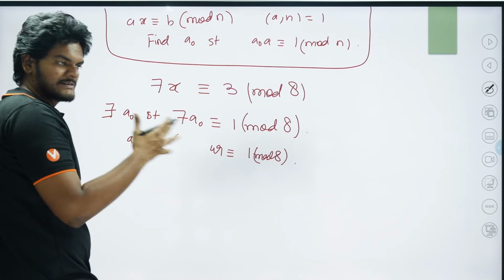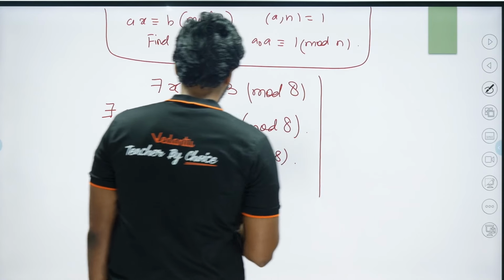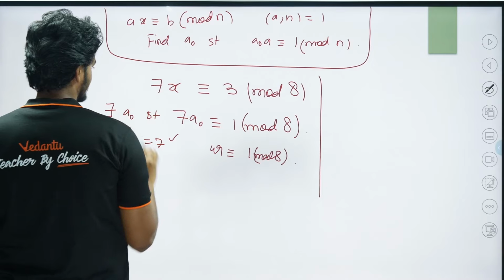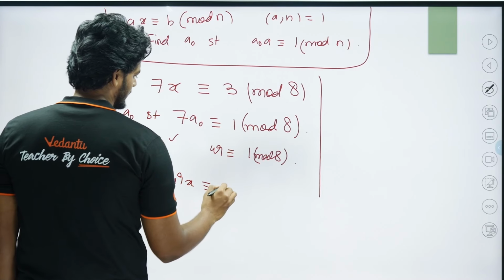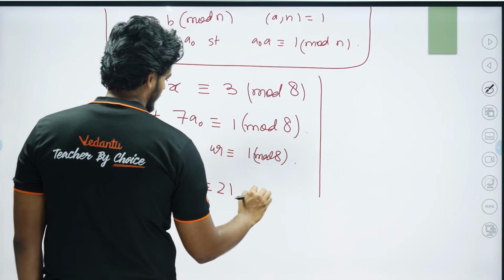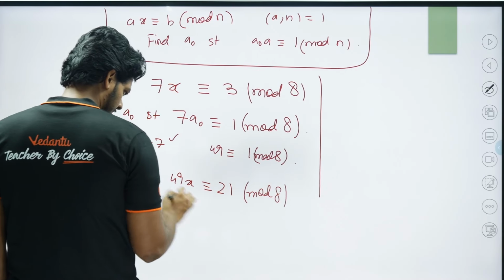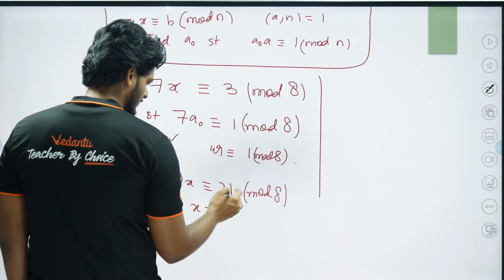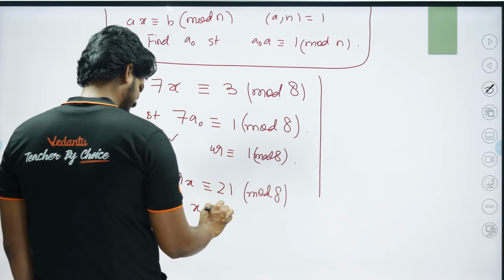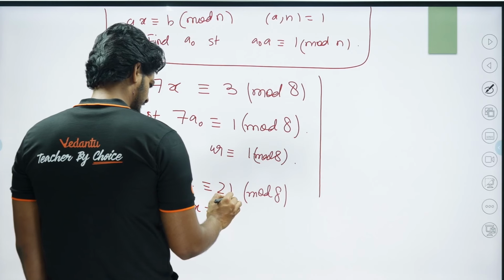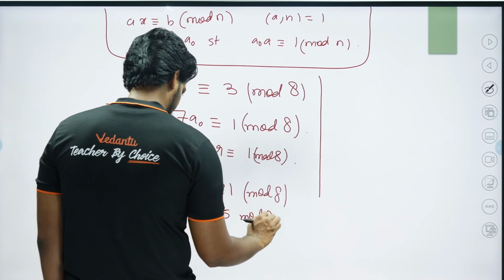It's always possible. I can take another example. So you just multiply 7 here. So 49x is congruent to 21 mod 8, right? So x is congruent to 21 mod 8, which is, you can take out 16. So it will be 5 mod 8.